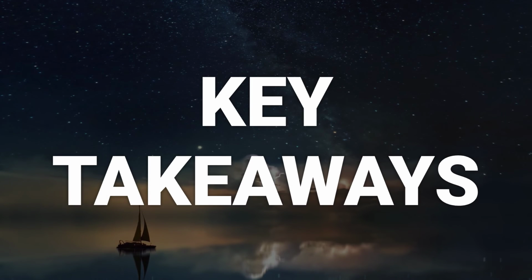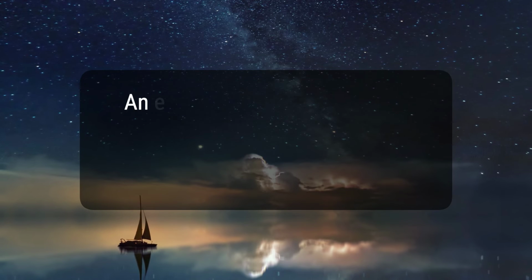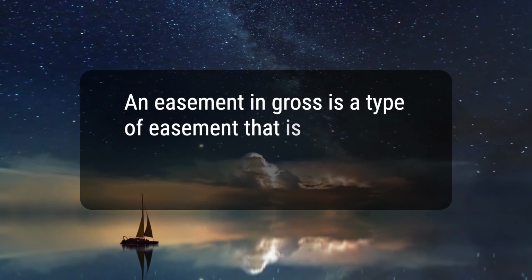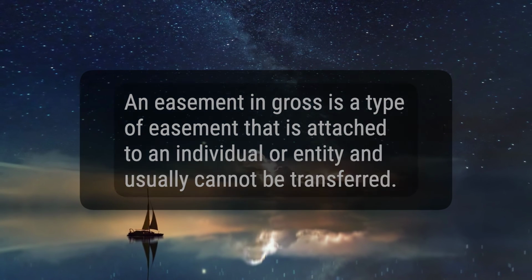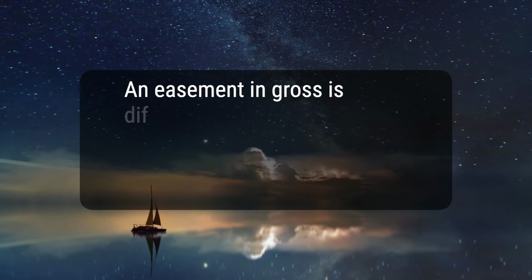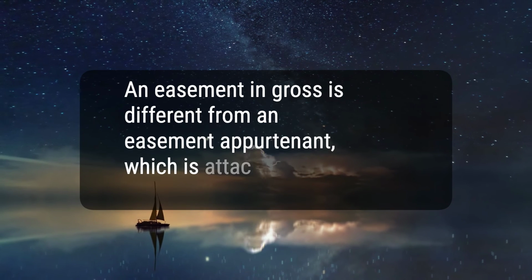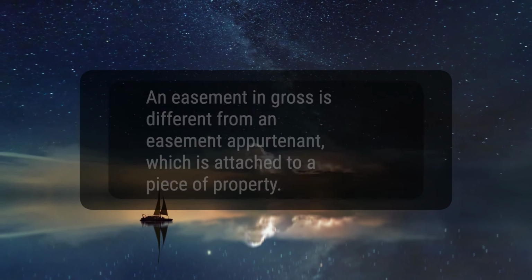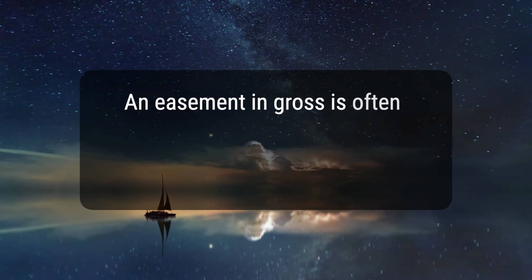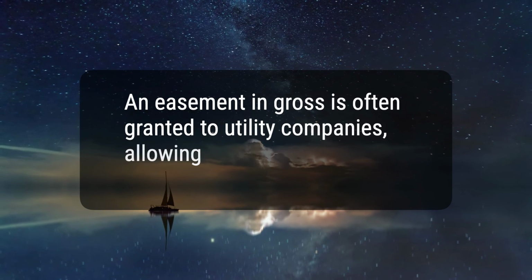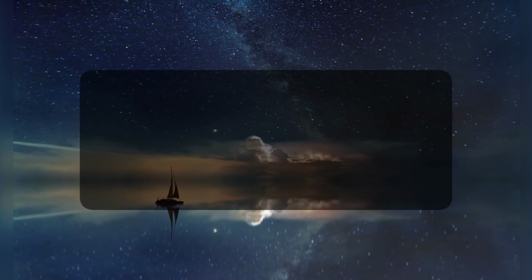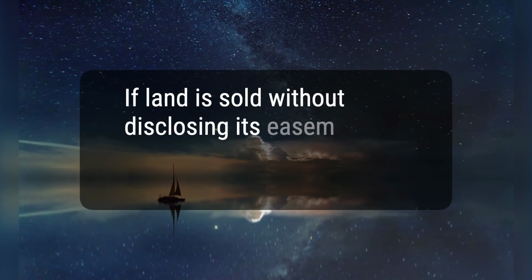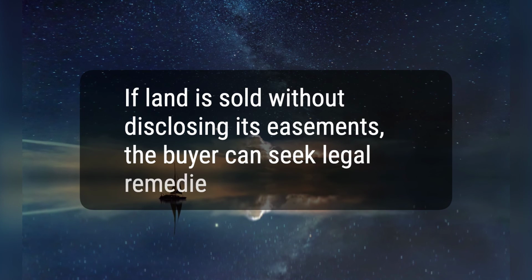Here are 4 key takeaways. 1. An easement in gross is a type of easement that is attached to an individual or entity and usually cannot be transferred. 2. An easement in gross is different from an easement appurtenant, which is attached to a piece of property. 3. An easement in gross is often granted to utility companies, allowing them to install public infrastructure on private land. 4. If land is sold without disclosing its easements, the buyer can seek legal remedies for any lost value.